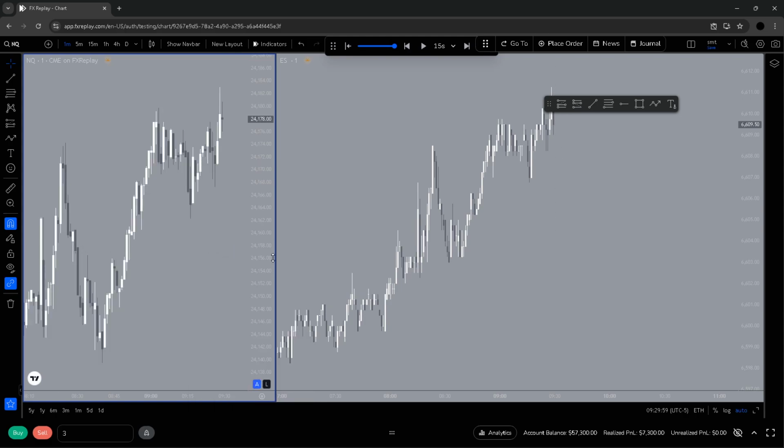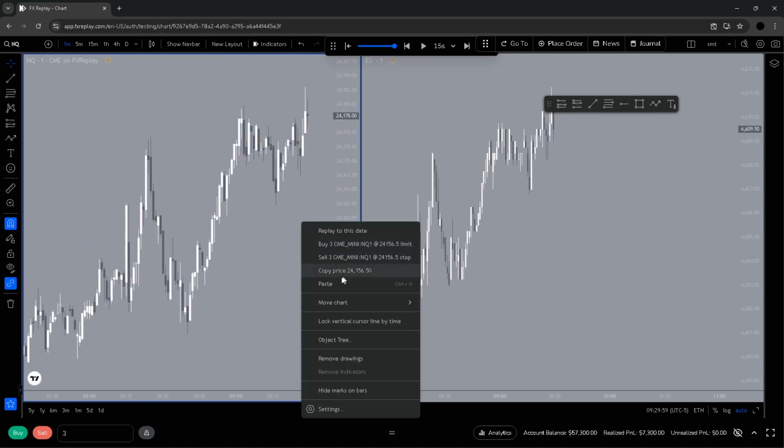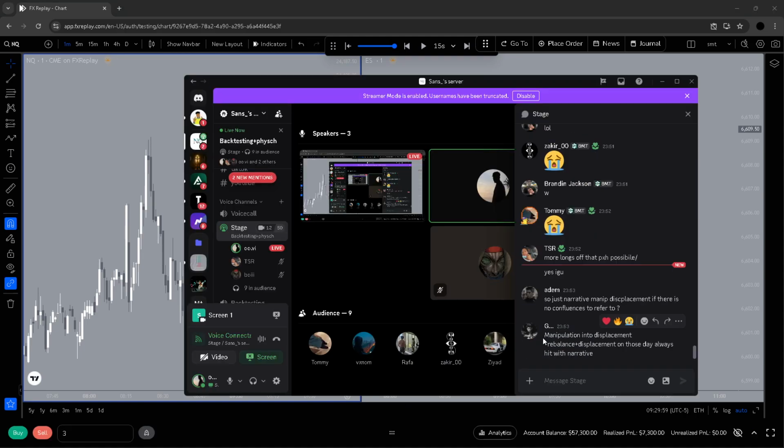Learning the foundations is the most important. Everything else comes after. So just narrative, manipulation, displacement, if there are no confluences to refer to.